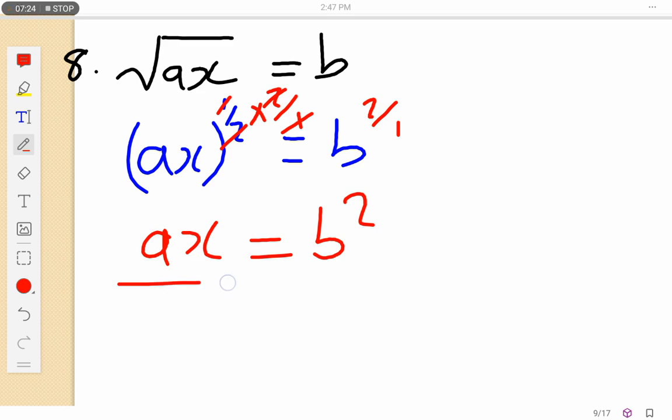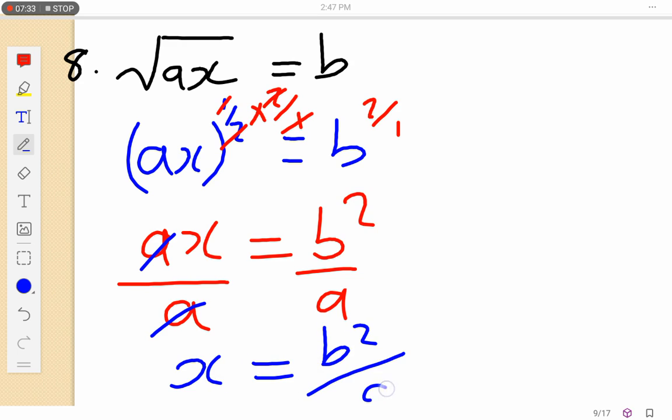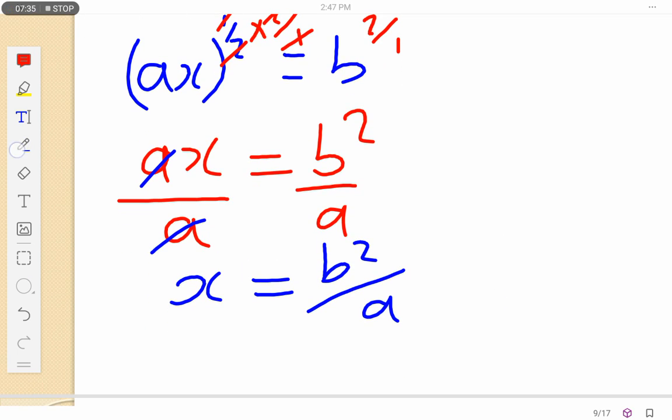To get our x, we divide by a, divide by a. So the a's will cancel off each other here. So our x becomes b squared over a. So this is our final answer, guys. So this was the last of it.